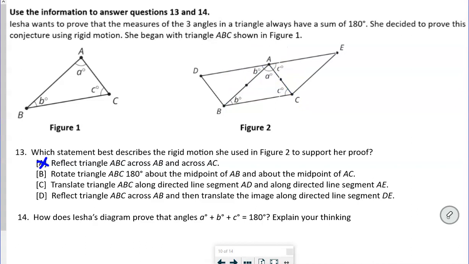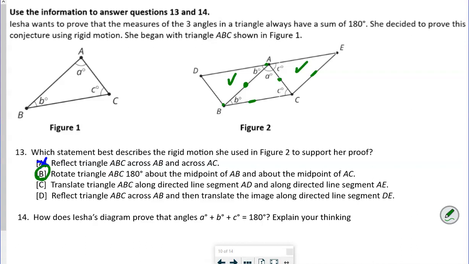Then it says rotate triangle ABC 180 degrees about the midpoint of AB. So that means we would be rotating about that point. So that would move this point to there. Yep, that would be true of that one. So let's see if that's true for the other one. And about midpoint AC. So here again, if we rotate it all the way around, this side right here would end up there. So that is true. So that must be our answer, but let's check the other two.